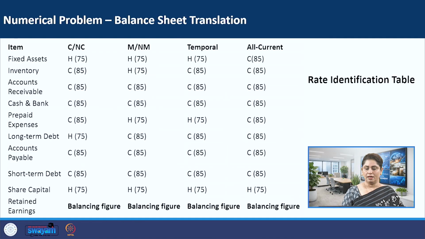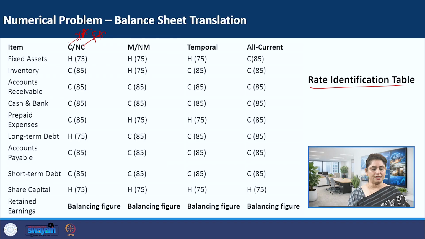First of all, let us go through the rate identification table, in which we will come to know under which method we will use the historical rate or the current rate for fixed assets or current assets, fine. Similarly, for fixed liabilities and the current liabilities. So, here we know that the current rate is used for the current assets and the historical rate is used for the fixed assets or non-current assets.